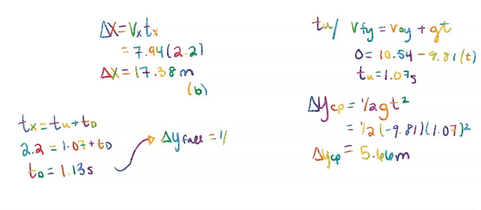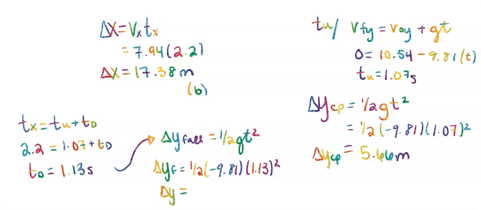Then from here we can calculate the distance of the fall, which should be 1/2 gt squared. So the delta y of the fall, we will use the time that we just calculated. So 1/2 times negative 9.81 multiplied by 1.13 squared, and that's going to get us the distance that we fall down from our highest point. So doing that math, we're going to end up taking the whole equation, putting it together, and we're going to get that it'll fall 6.26 meters from its highest point.